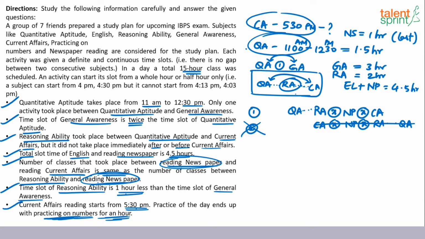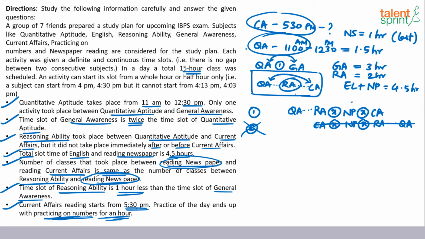All we know is QA, then 0 or 1 or 2 or 3 subjects in between them, then RA, then some number of subjects, NP, then some number of subjects, and then CA. Now, important. What can be the value of X? We know that the number of subjects is equal between RA and NP, and NP and CA. So what can be the value of X is the question, right?